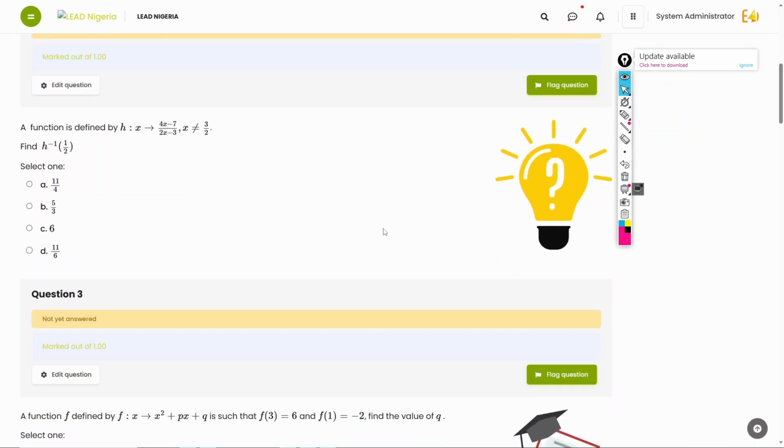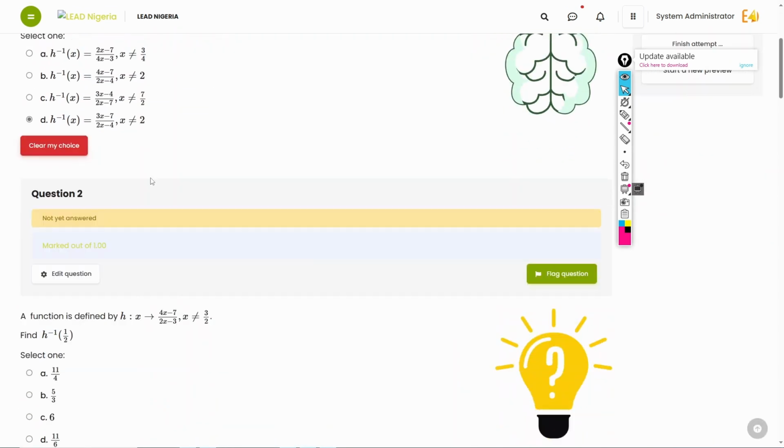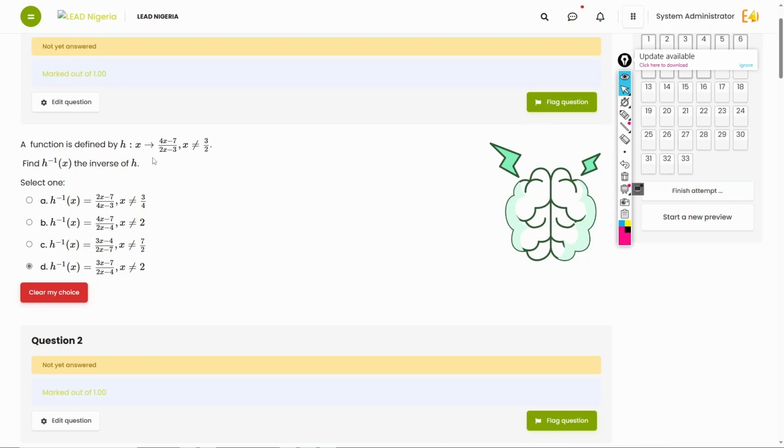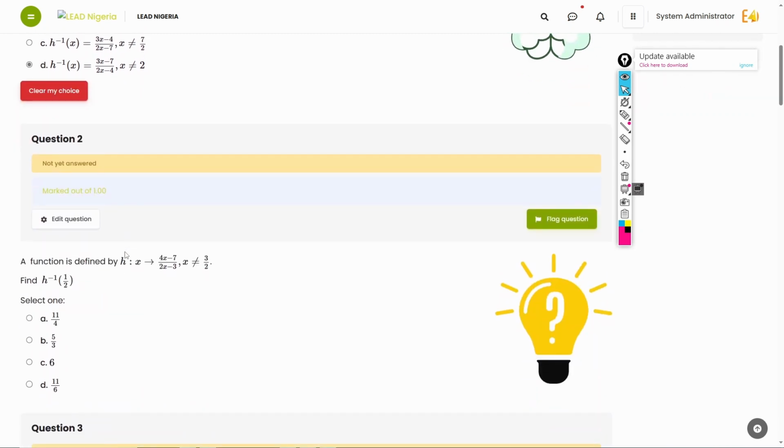Okay, now number 2 says a function is defined by that and that. Find the inverse function where x is equal to half. It's the exact same question that we had there, just the baby brother. So if you're joining the video at this point, you may want to skip back about 3 minutes to see how we solve the inverse function, and then come back down to watch this. But we already have that the inverse function is option D. We have that h inverse of x is equal to (3x minus 7) over (2x minus 4), where x is not equal to 2.